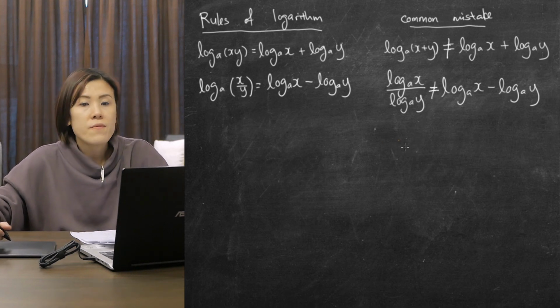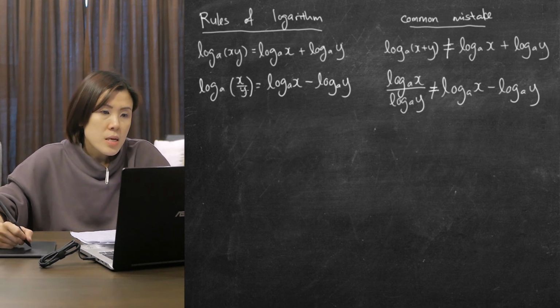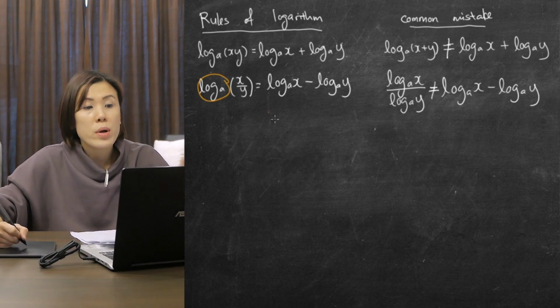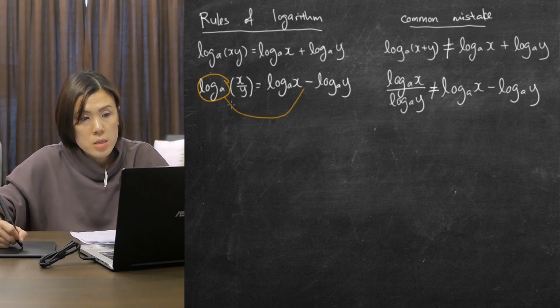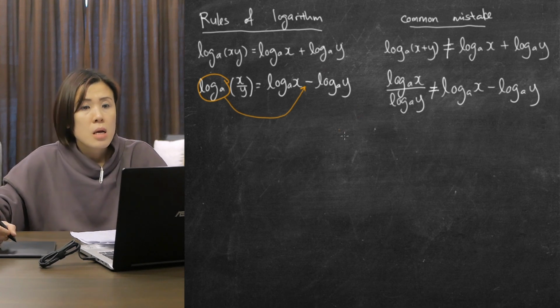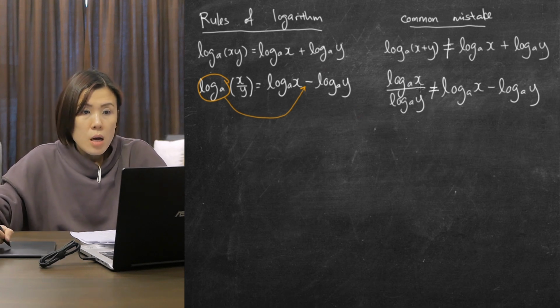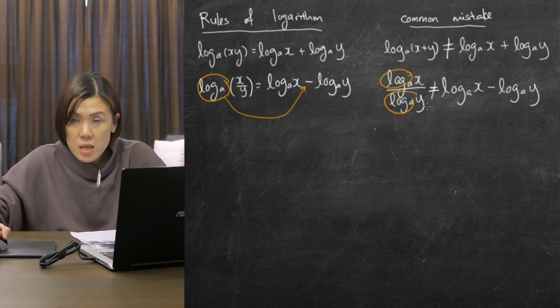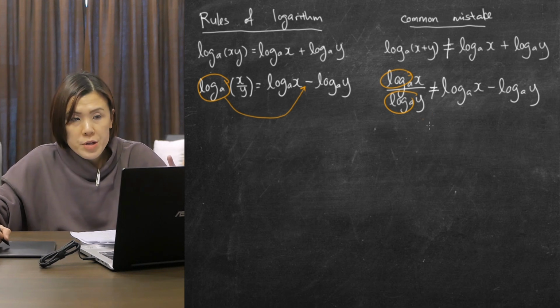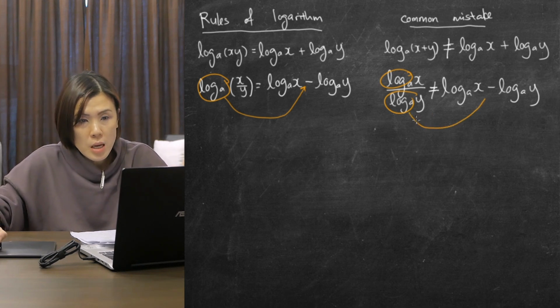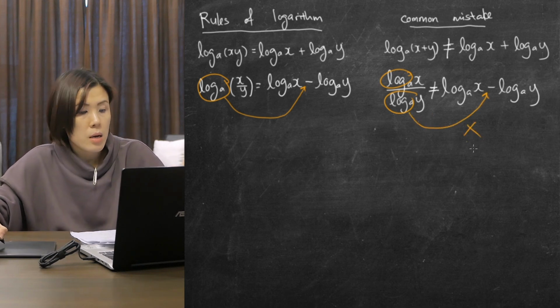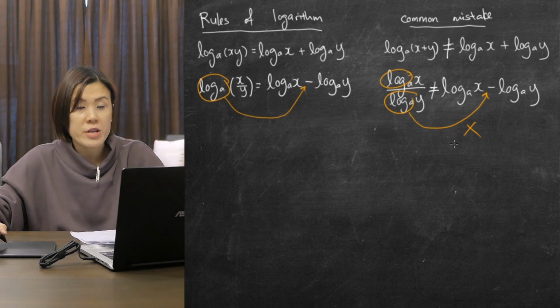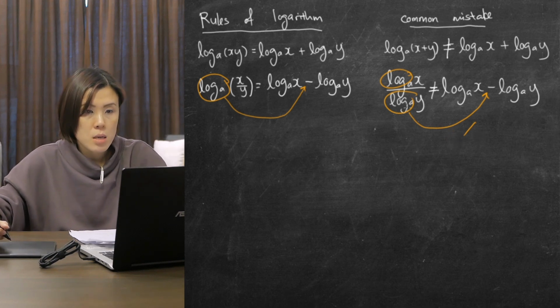If you compare the left side and the right side, on the left side there's a single logarithm. So when you have a single logarithm in a division, only then can we express this as a difference, only then can we minus. But if you look at the common mistake, we have two logarithms in the division. So for two logarithms in a division, you can't put this as minus. Please bear that in mind. Only a single logarithm you can put as minus.